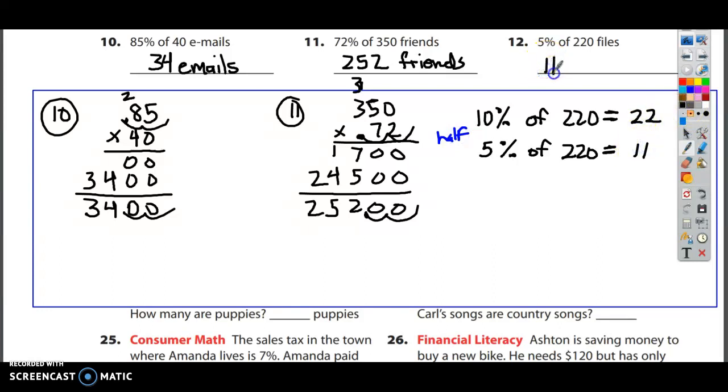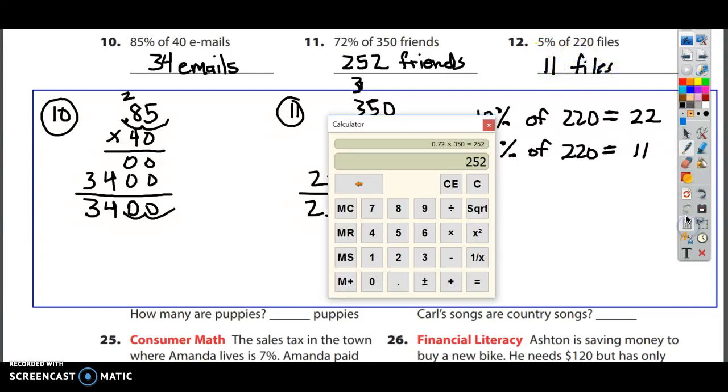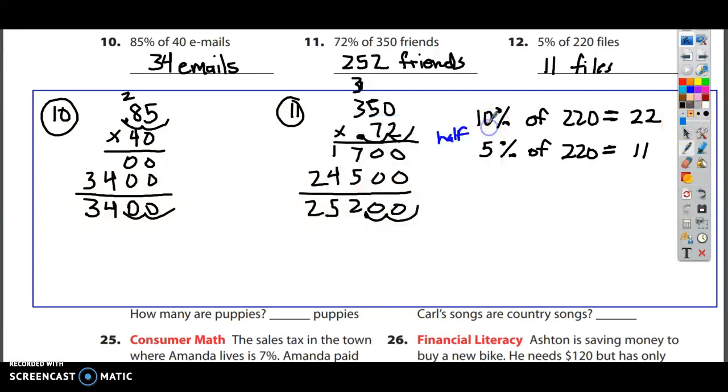The answer is 11. You could check that if you wanted to by doing 220 times, and we're not going to punch in 0.5 because 5% is the same as 0.05. You get 11. Okay. Good job.